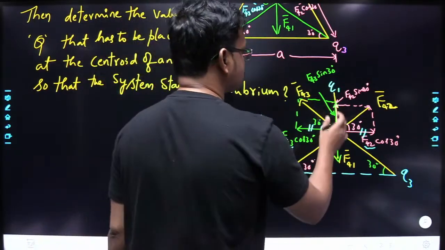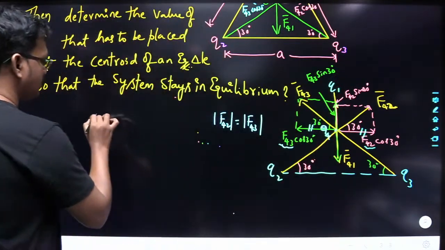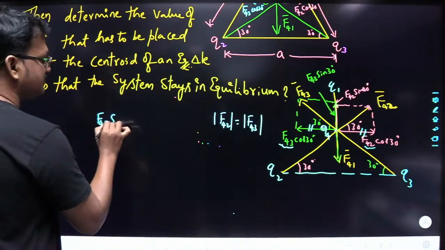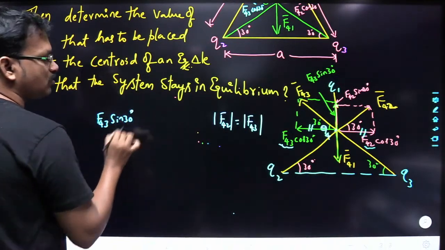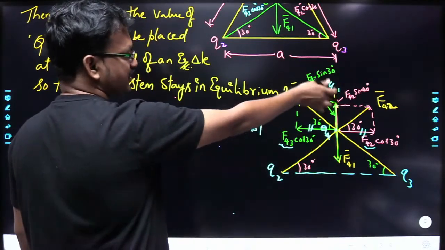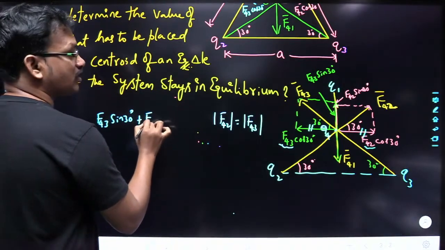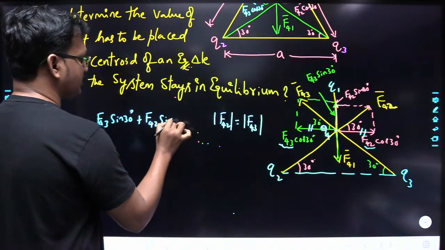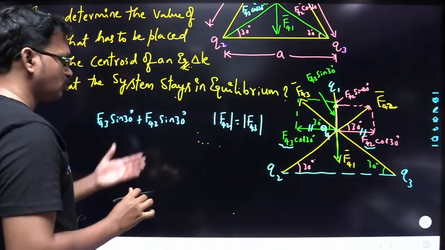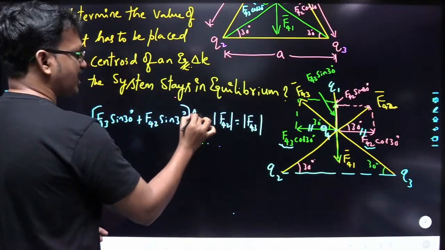Next, what are the forces that are left out here? The y component of F43, that is F43 sin 30 degrees, yes or no? And F42 sin 30 degrees. Both are pointing in the same direction, that is in plus y direction. So F43 sin 30 plus F42 sin 30, both acting in the same direction, that is in the y cap direction.